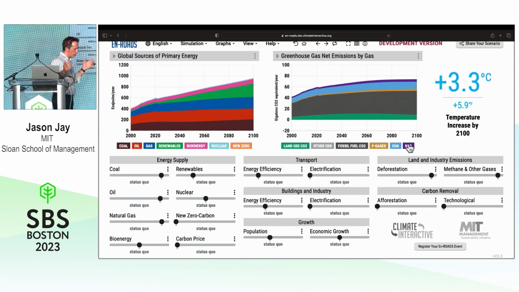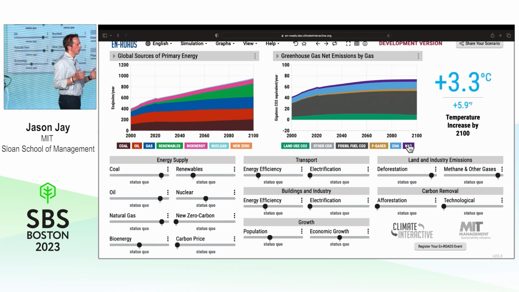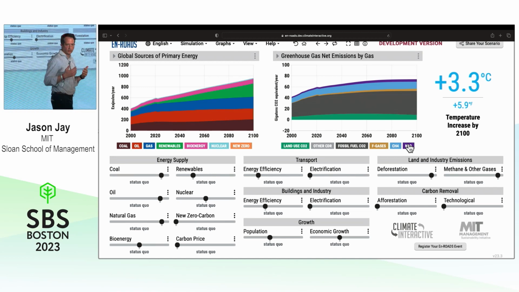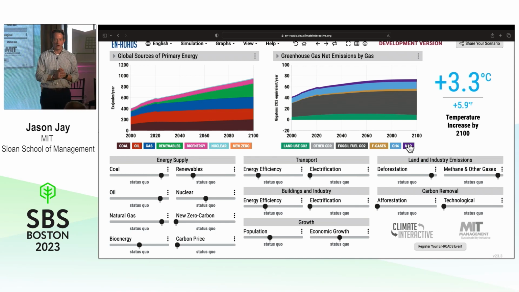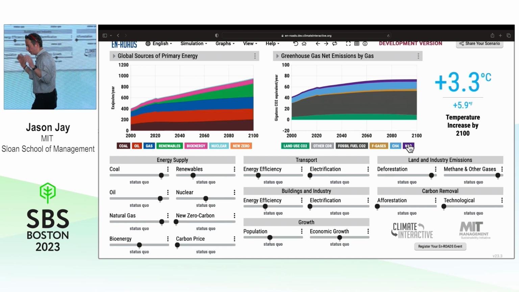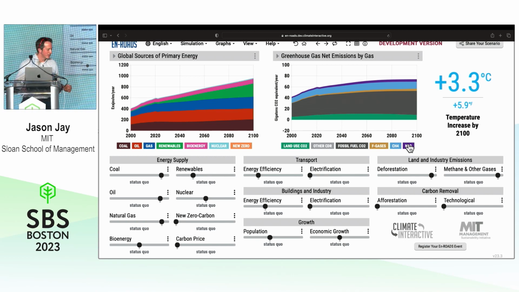So what should we do? What actions do you think will help us solve global climate change? Let's just throw some ideas out here and we'll start trying them out in the model. Okay, electrification of transport, Teslas for all. So let's see what that does.